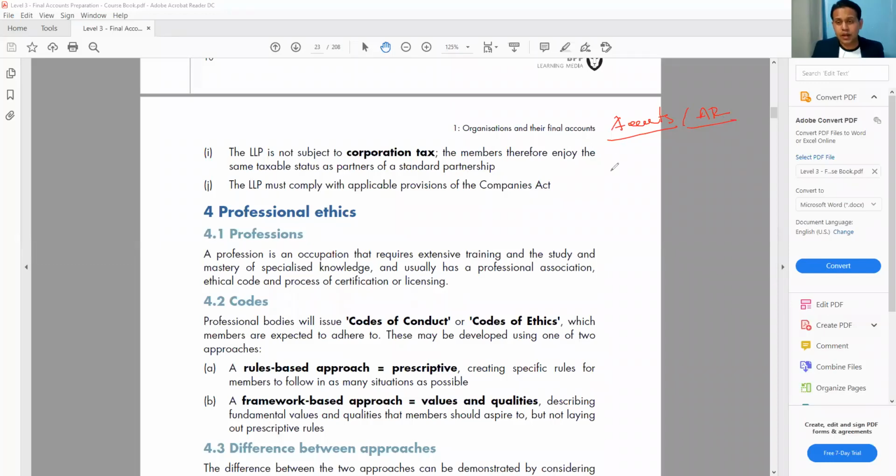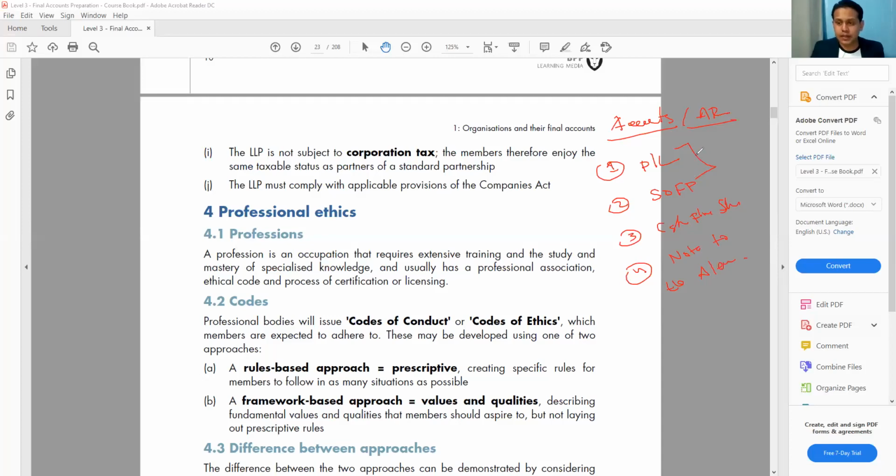Number one, we say profit and loss account. Number two, SOFP, statement of financial position. Number three, we call it the cash flow statement. Number four, we call it notes to the accounts. Sometimes we send a statement of changes in equity as well, but the main two are the statement of profit and loss account and the statement of financial position.